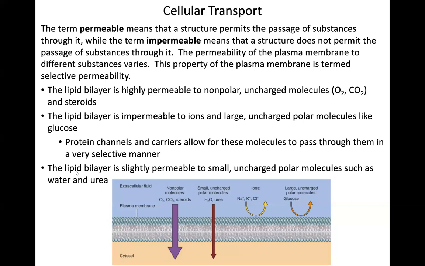We can say that the lipid bilayer is slightly permeable to small uncharged polar molecules, such as water and urea. And that's why you can see a much smaller arrow. Water and urea are able to pass through, but for the most part, what we're going to operate around with water is it's more like an ion, and it kind of gets rejected, and so it's going to need a special type of protein channel, and we'll get into that here in a little bit.